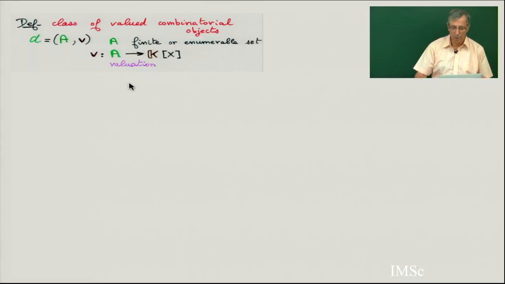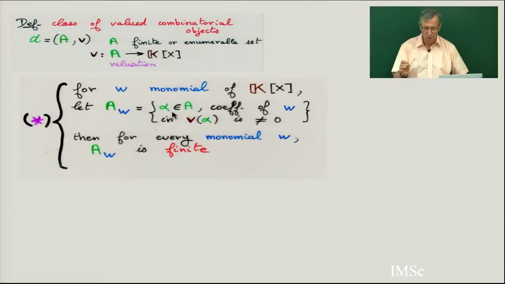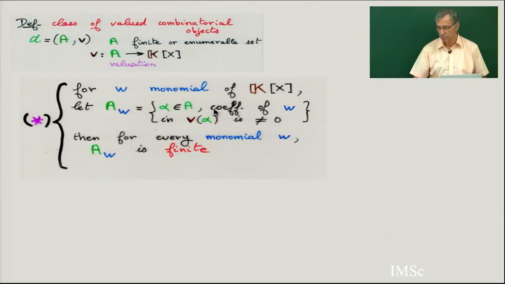And to be able to do some operation on generating functions of such combinatorial objects, I have defined the condition star. Star is that if you take any monomial W in this ring of polynomials, then I define A index W, the set of all the combinatorial objects in A such that the coefficient of W in the weight of alpha is different from 0. So I am taking all the combinatorial objects which contribute to the coefficient of W, and I suppose that this set is finite for any monomial W.